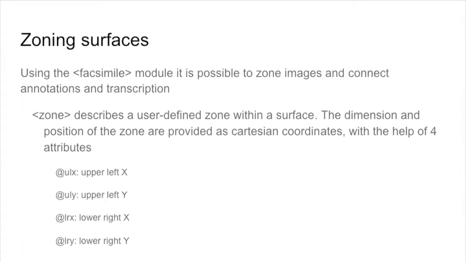The dimension and the position of this zone with respect to the whole image is defined by Cartesian coordinates, which are expressed with the help of four particular attributes: ULX, ULY, LRX, LRY. I never remember them, so I need to check them all the time. We shall see how it works in practice.